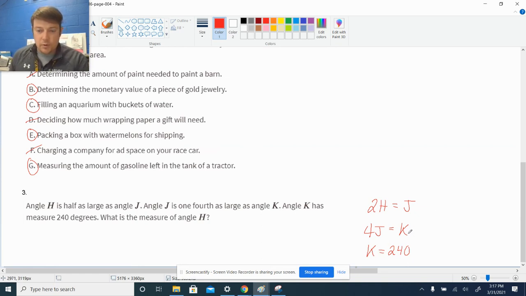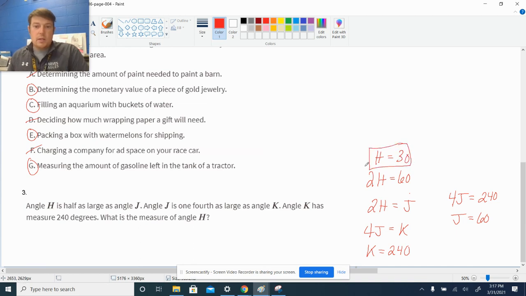So all we have to do is plug in 240 for K in our first situation here. So we know that it takes 4 J's to make K, so 4 J's will equal 240 since it tells me what K is. And so 24 divided by 4 is 6, so J is equal to 60. And now that we know what J is, we can plug it in for J here. So 2 H's equals 60, which means that if 2 H's is 60, one of them would be 30 by simple division. So H is 30 degrees here. So I took each sentence, wrote an equation that was true from it, and then those equations helped me along the way figure out what the missing piece was. So 30 is the value of H, and we are finished with your homework.